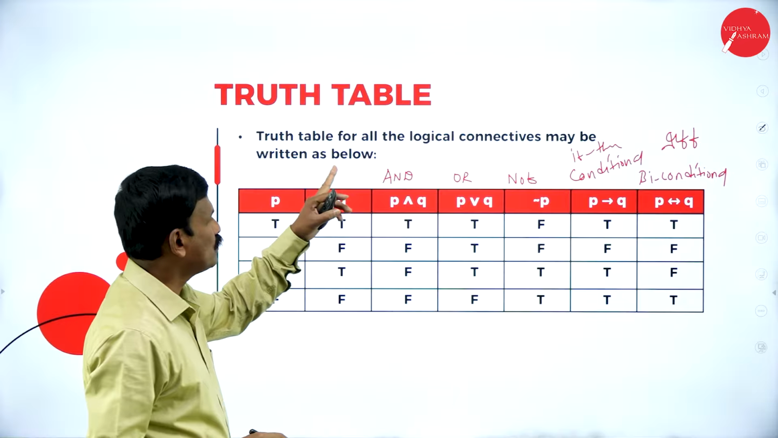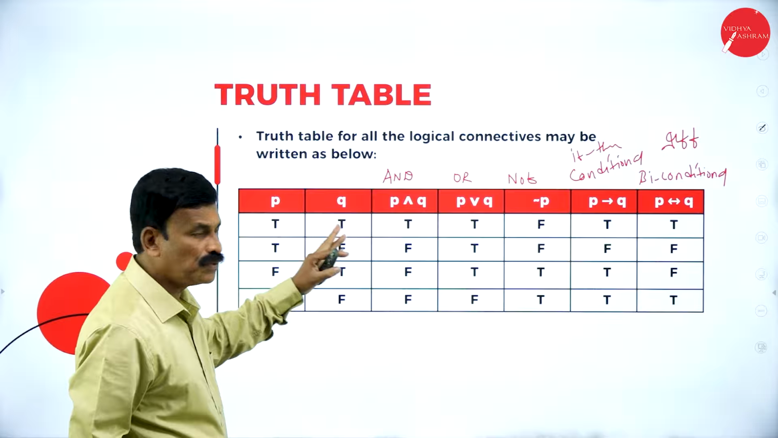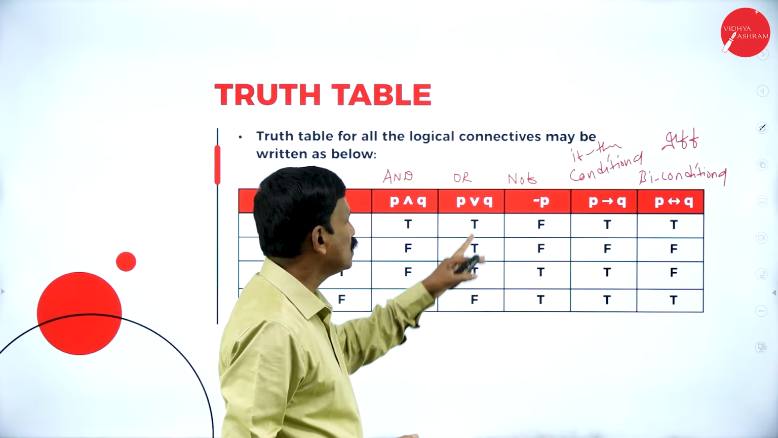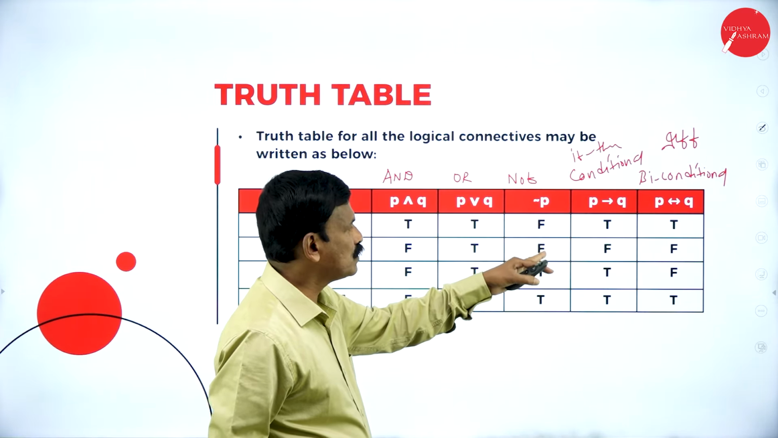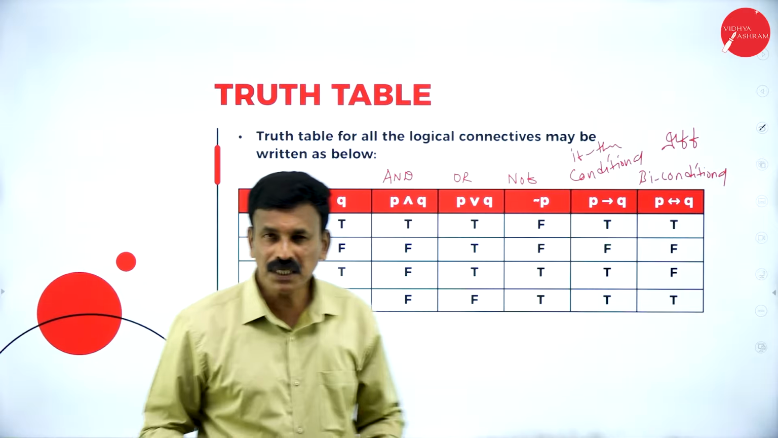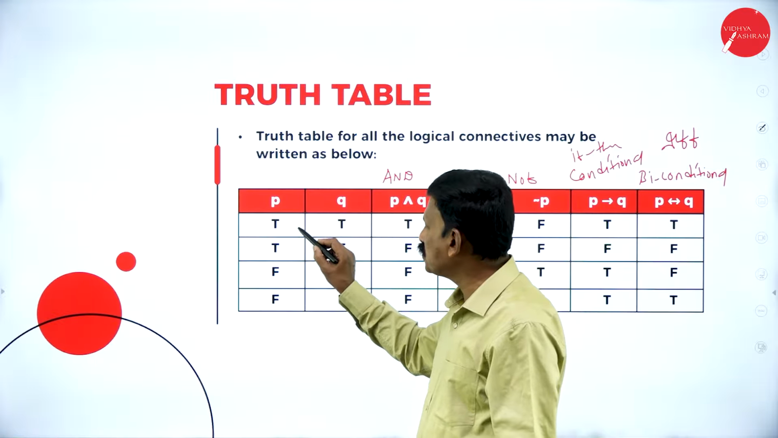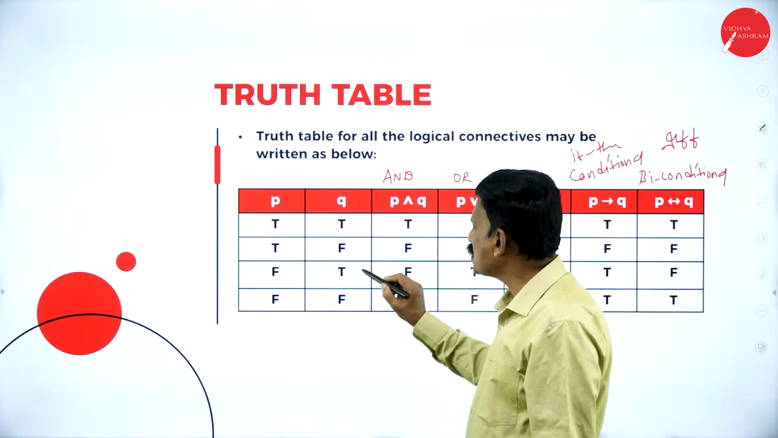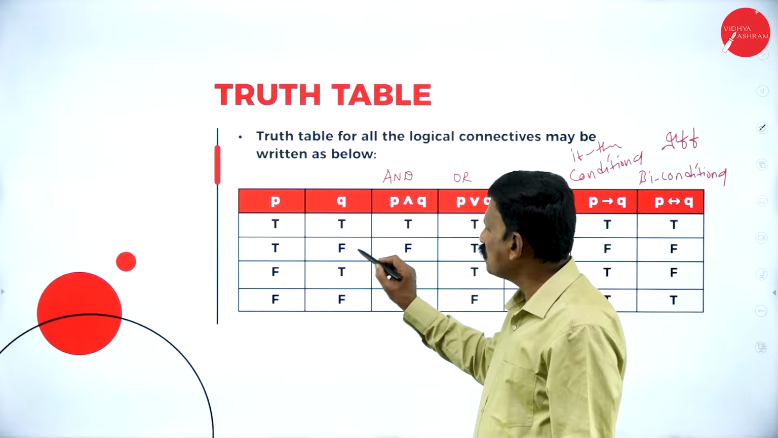Now the truth table for the logical connectives may be written like this: P, Q, P conjunction Q, that is P and Q, P disjunction Q, then negation of P, then P conditional to Q, P biconditional to Q. As usual, for P the truth values are true, true, false, false. For Q it is true, false, true, false.